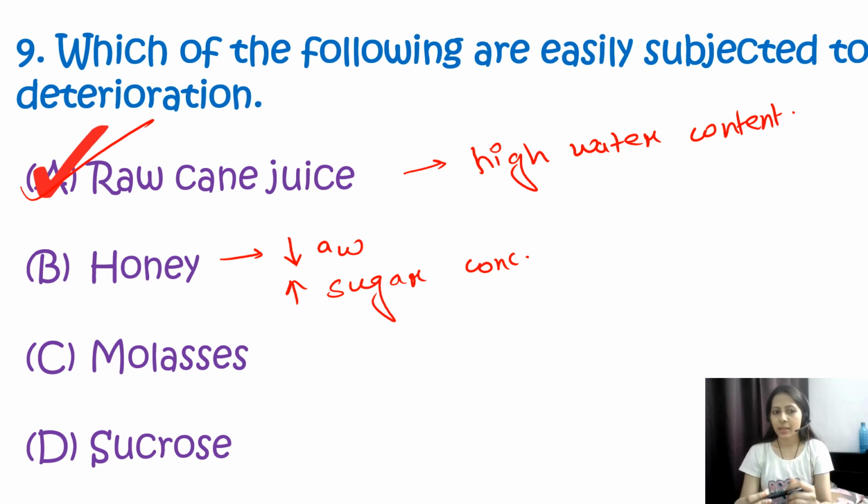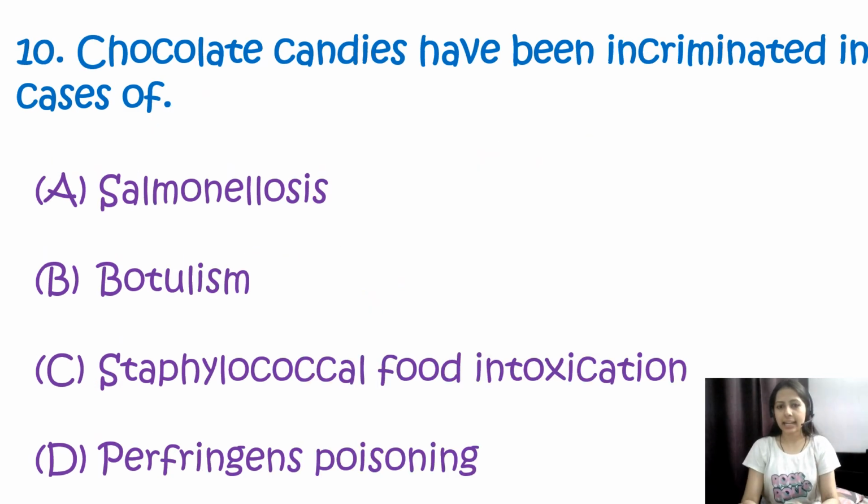So over here my correct option is A, that is raw cane sugar. Now question number 10. Chocolate candies have been incriminated in cases of, so options are salmonellosis, botulism, staphylococcal food intoxication, or pharyngeal poisoning. So these chocolate candies have been incriminated in the cases of salmonellosis.